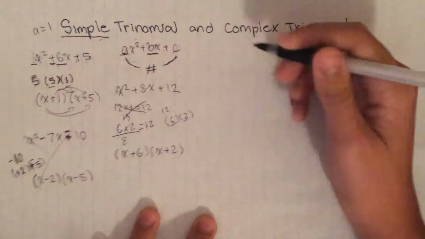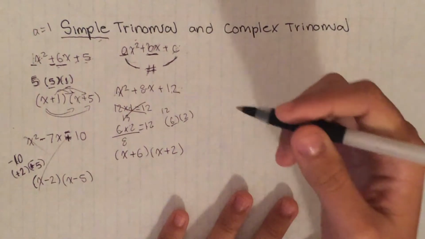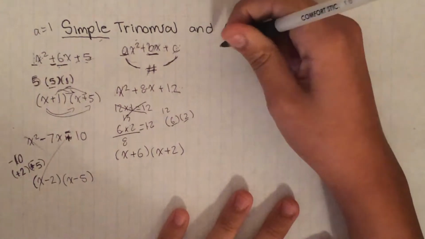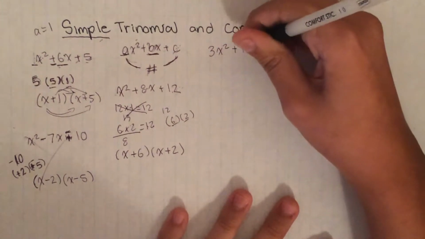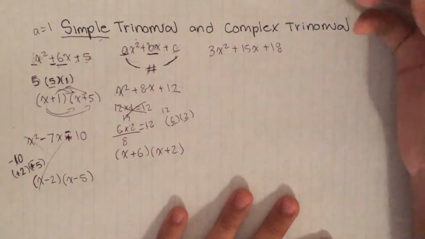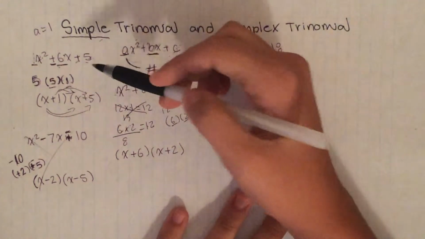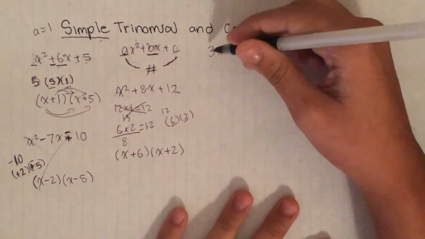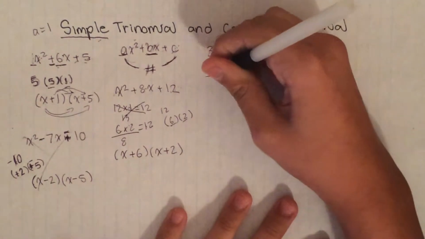So anyways, moving on. Now we're going to do complex trinomial. It's called complex trinomial now because a has a number in front of it. Here's an example. 3x squared plus 15x plus 18. So what you're going to do here, remember how we times these two together, a and c? So it's like 1 times 5. Here we're going to do 3 times 18, a times c, which is 54, okay?